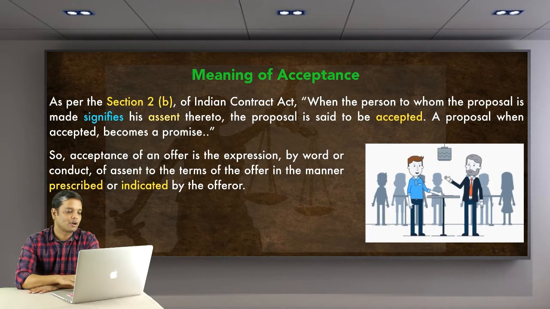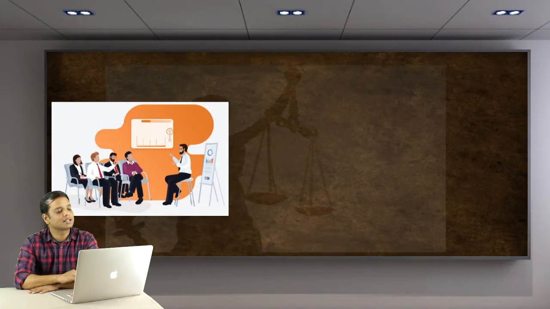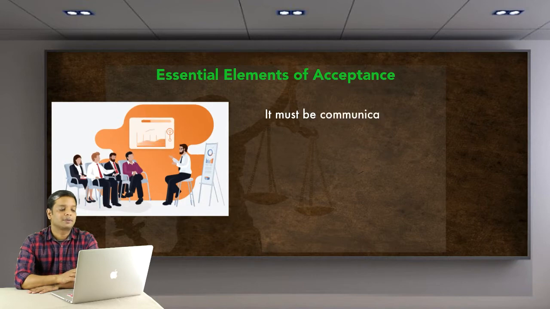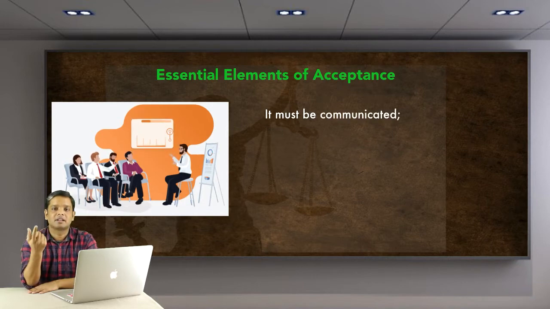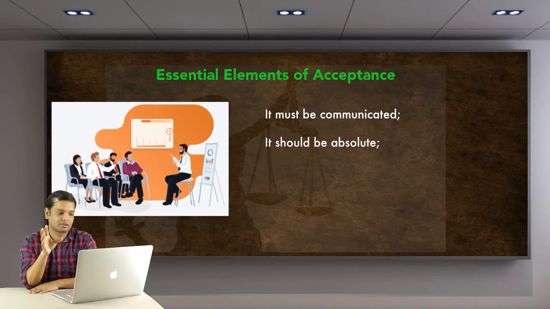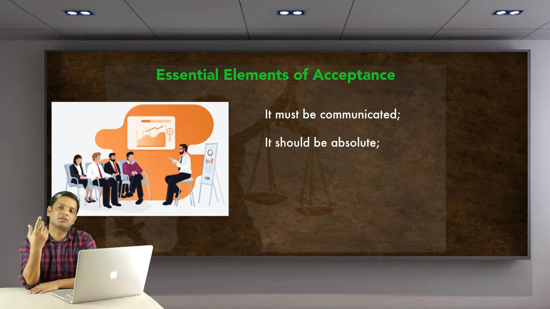Now the next point that we are going to discuss is the essential elements of acceptance. What are those? It must be communicated. It means you must communicate with the person who proposed to you. So you are giving your assent, you are giving your reply. Next one, it should be absolute. It's not that you are saying, okay, I will accept but let you know later or something like that. So it has to be absolute and clear.